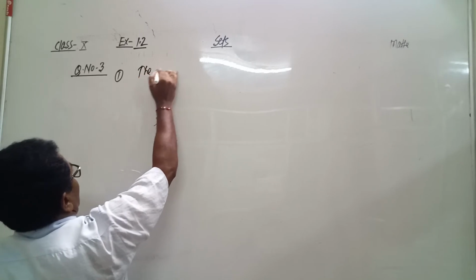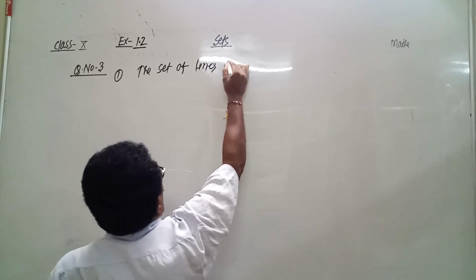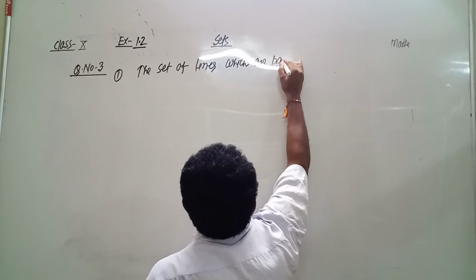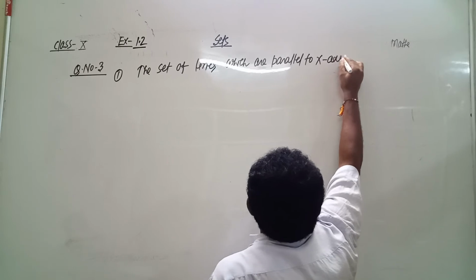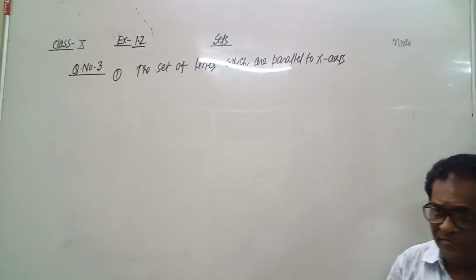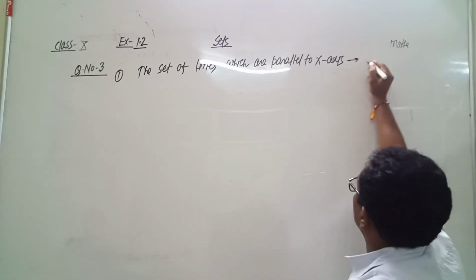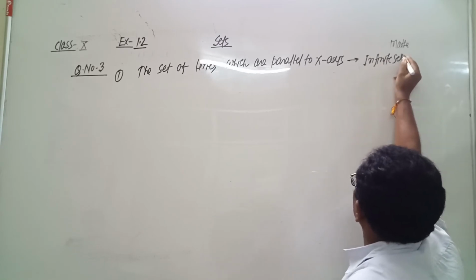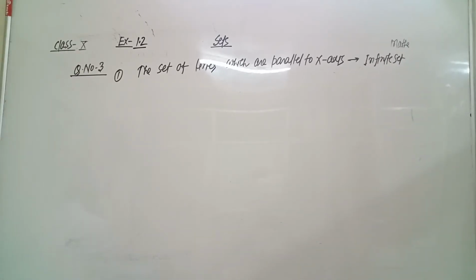The set of lines which are parallel to x-axis. So we can draw infinite lines parallel to x-axis. So many lines can be drawn parallel to x-axis. So this is infinite. The set of lines which are parallel to x-axis is infinite.